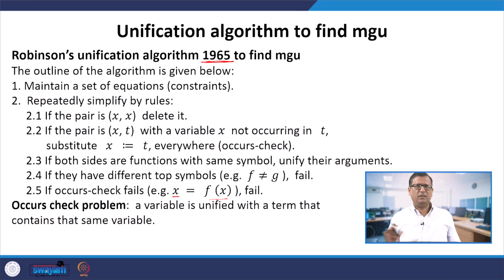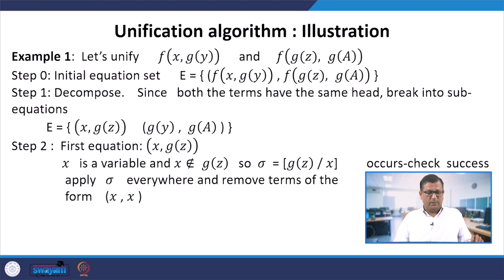So if we apply this algorithm, either we are going to get a unifier which is the m.g.u., or it will say no, there is no unifier, because the occurs check will fail. So we will illustrate with some examples.